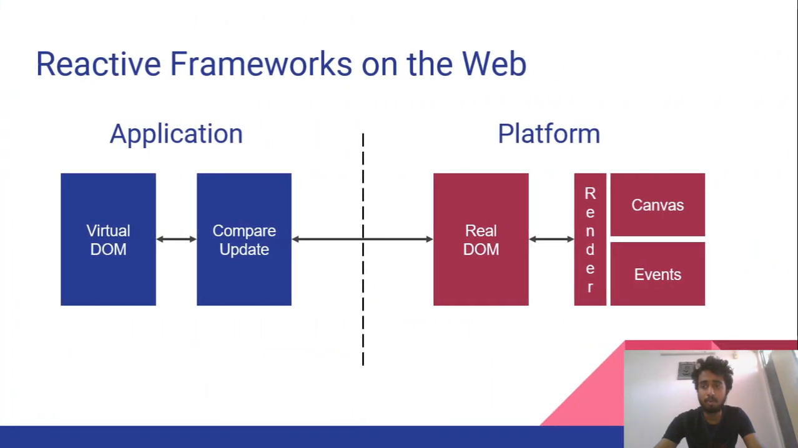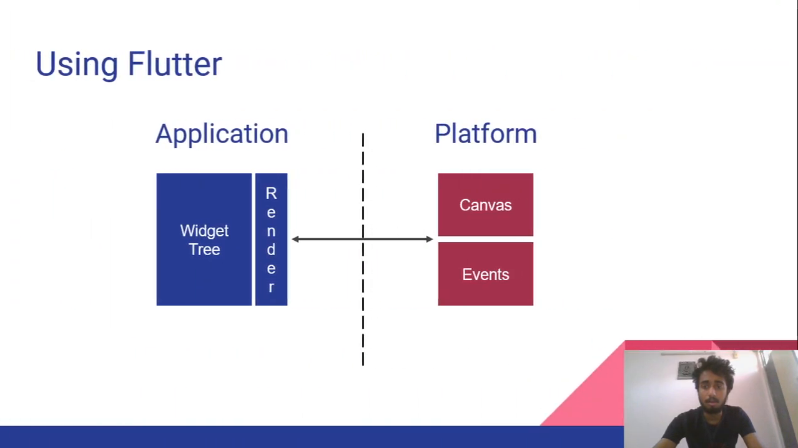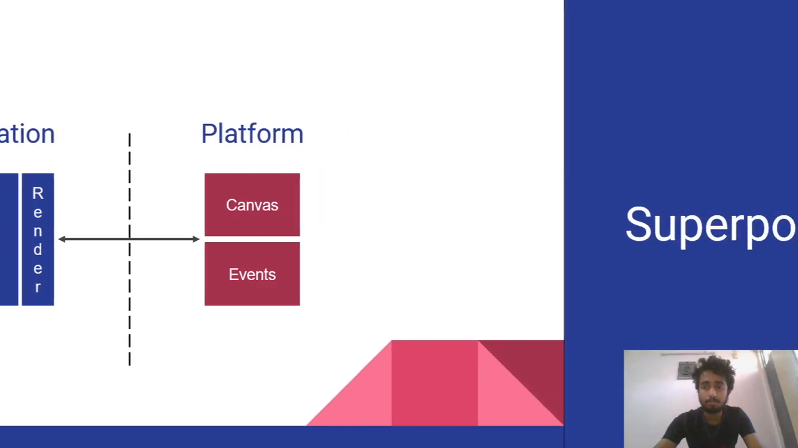This is the reactive framework on web. The application uses virtual DOM and compares updates, and the platform uses real DOM. Reactive frameworks on mobile applications use virtual widgets and the platform uses platform widgets. But by using Flutter, the app takes control of the render and gives more potential for controlling animations.